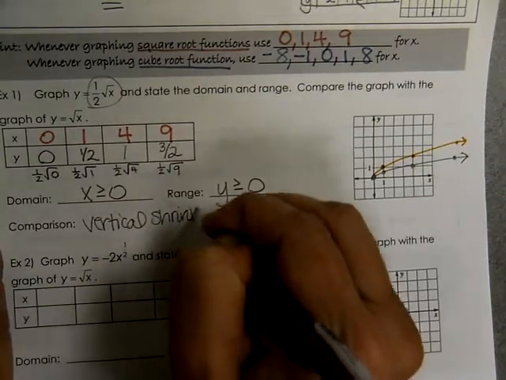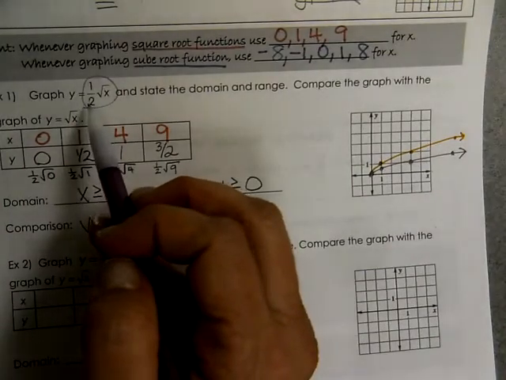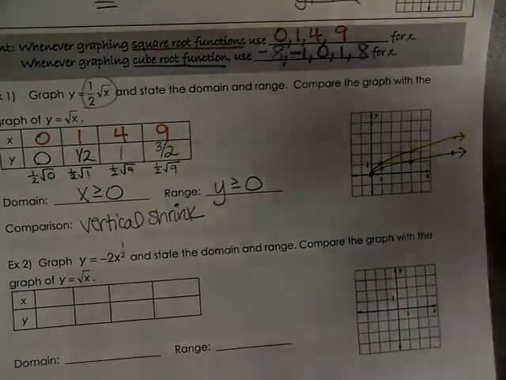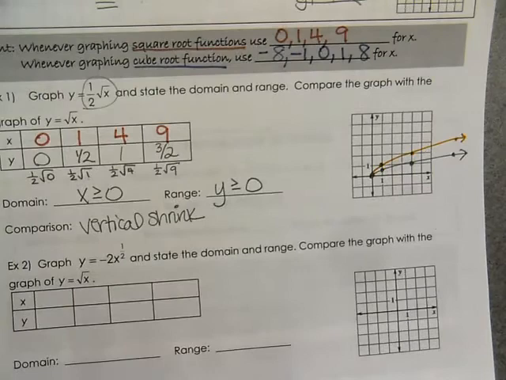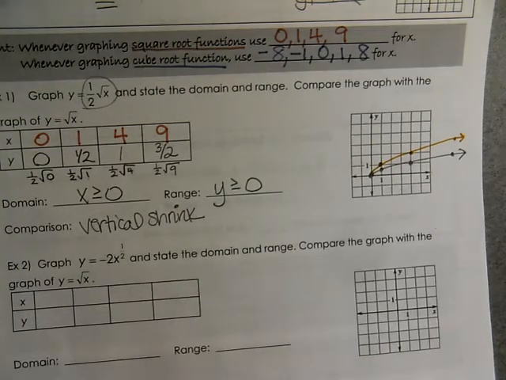So everything is kind of confirming itself. The fact that the absolute value of a is less than 1, and the fact that it does look shrunk here from the original function kind of confirms that it is a vertical shrink. Okay. And that's it. That's example 1.